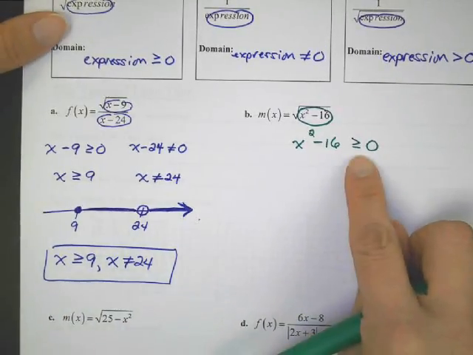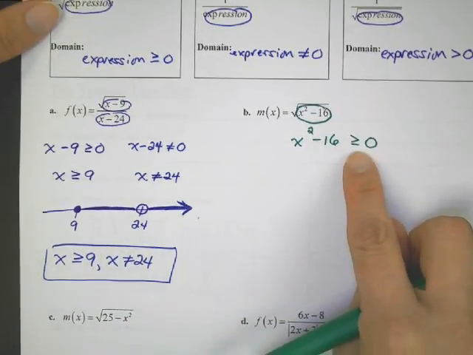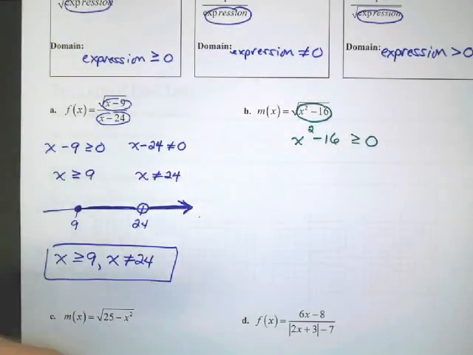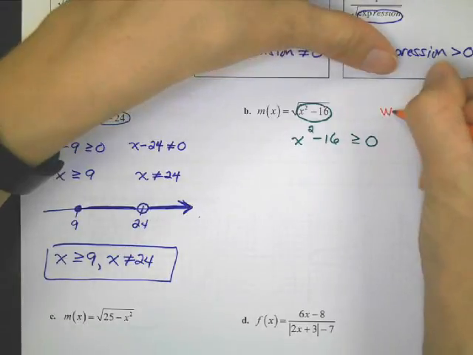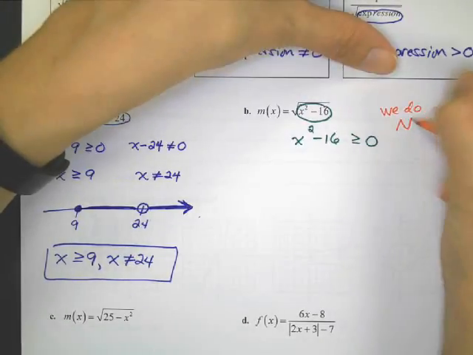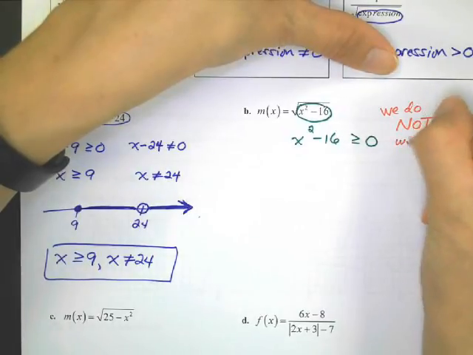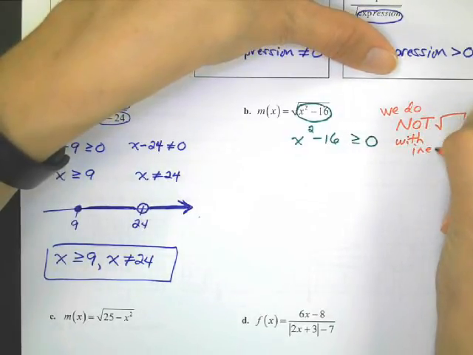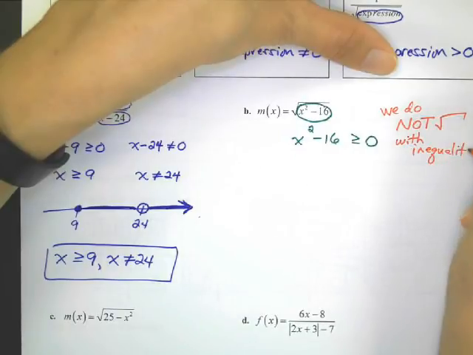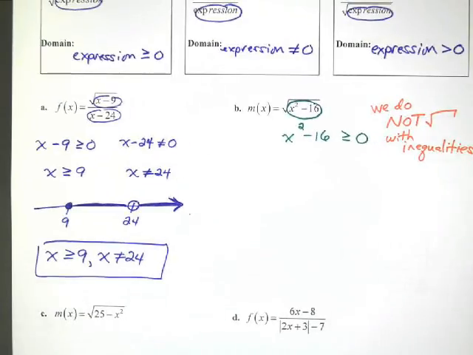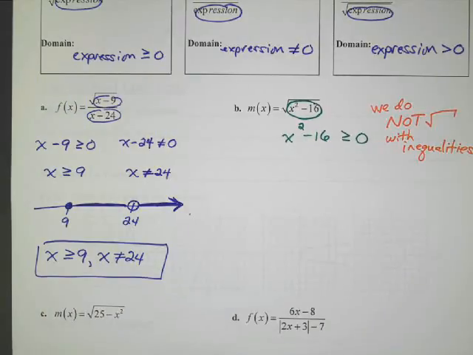Now, this is an inequality. Inequalities have some different rules than equal signs. Okay, and I'm going to use a red pen here to write this. We do not square root with inequalities. So we're not going to move that 16 over and square root it.